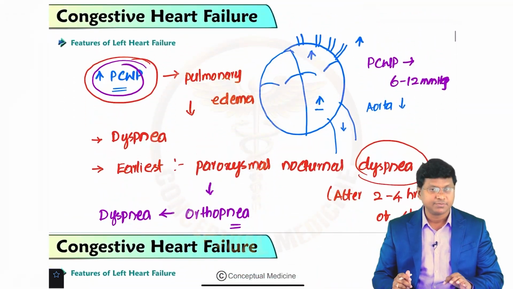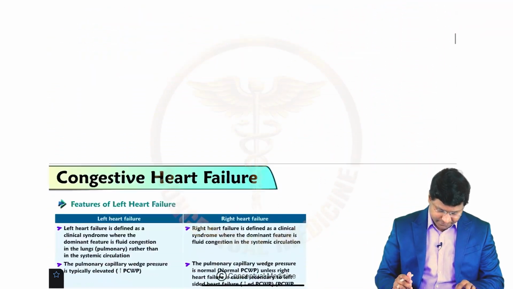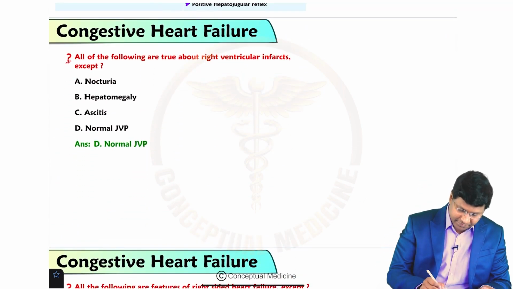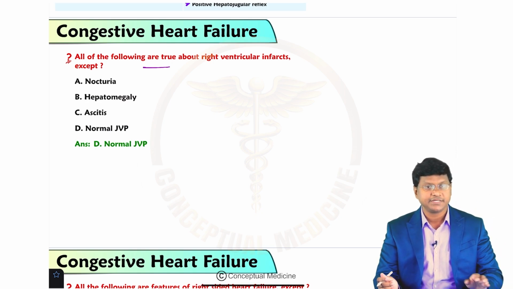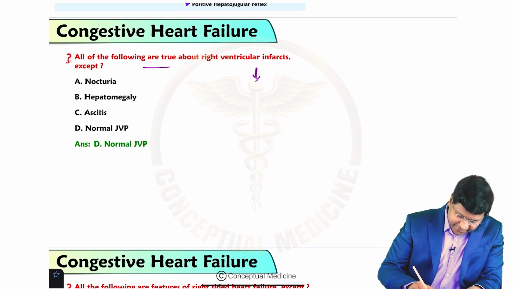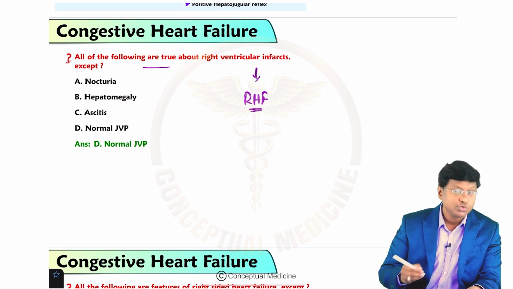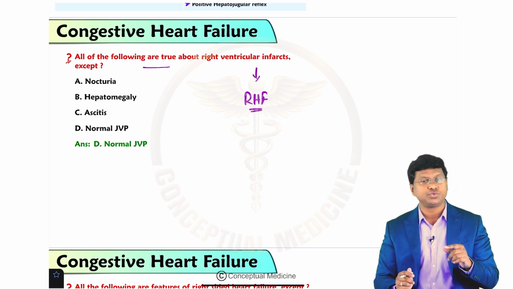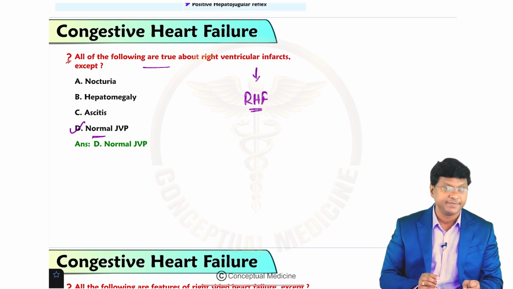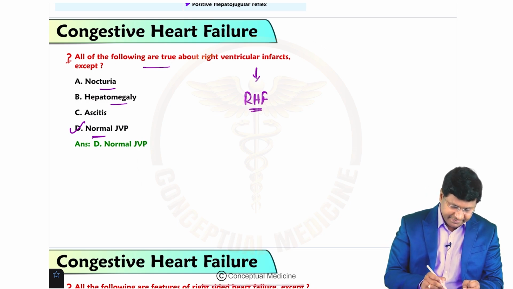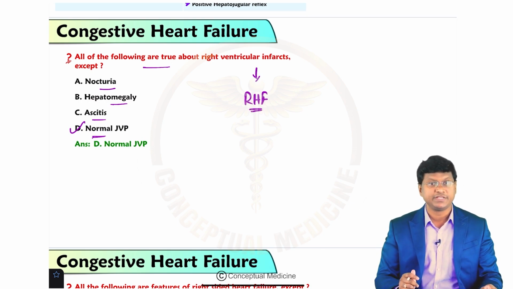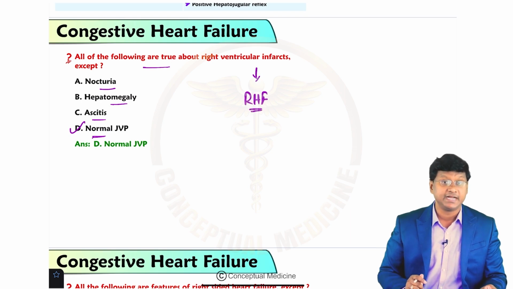Now, after having discussed the features of right as well as left heart failure, let me go back to the question which I mentioned in the beginning. All of the following are true about right ventricular infarcts except: these patients with right ventricular infarcts land up in right heart failure. So once they develop right heart failure, what did I tell you about the JVP? The JVP gets elevated. So they will not have a normal JVP. They will have nocturia, hepatomegaly, and ascites. But the JVP will not be normal. The JVP will be elevated.